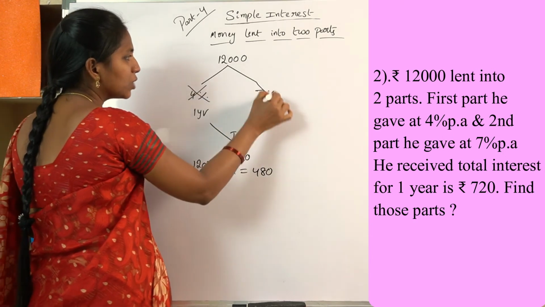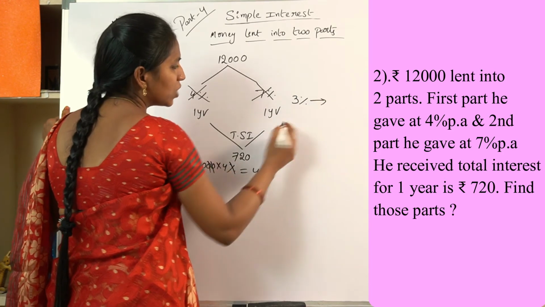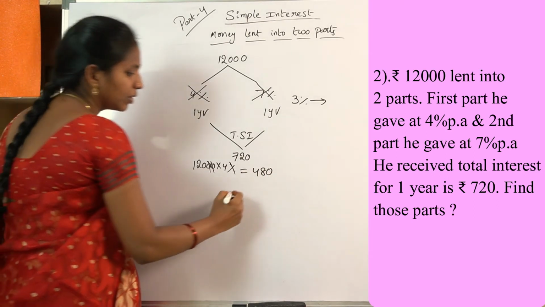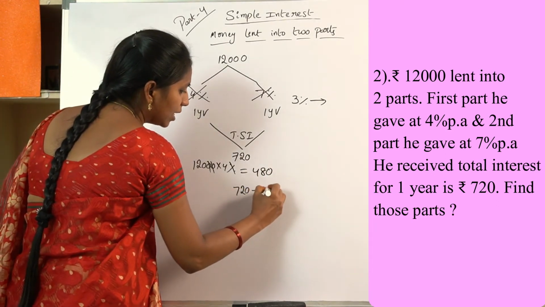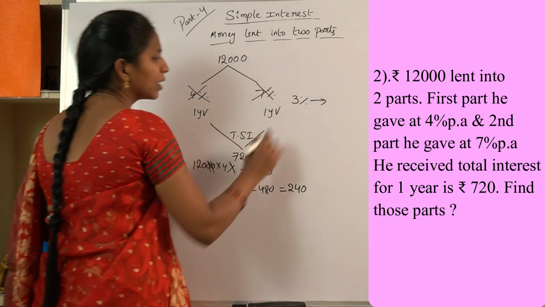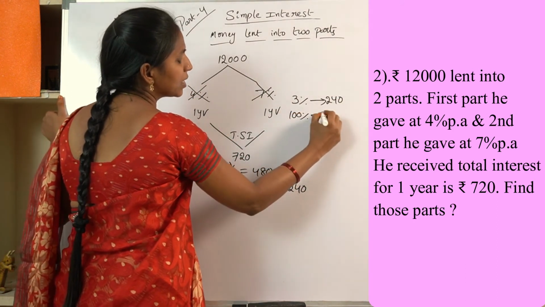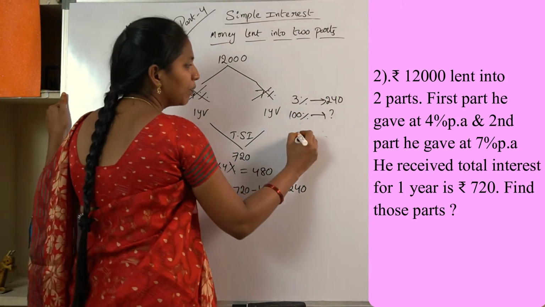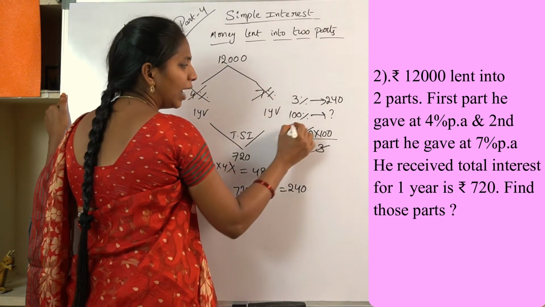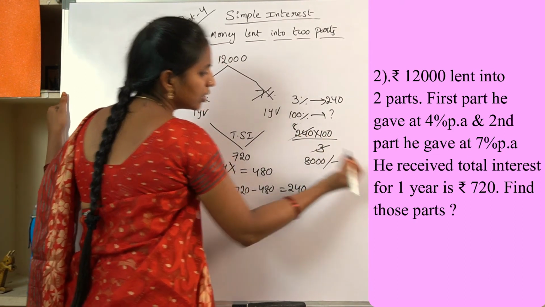So now cancel these two percentages. Here 3% is extra. 3% is equal to how much? 720 minus 480. What is the result? 240. 3% is equal to 240. Then what about 100%? See, cross multiply. 240 into 100 by 3. 3 8 times cancelled. Here 80 into 100. Then 8000 is the result.